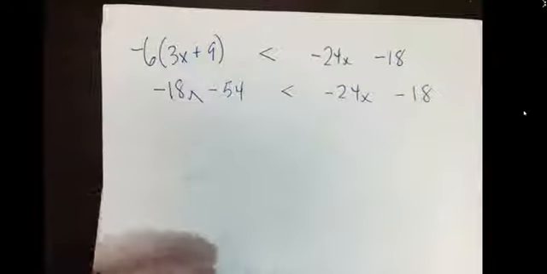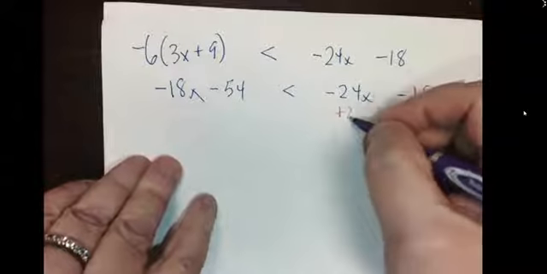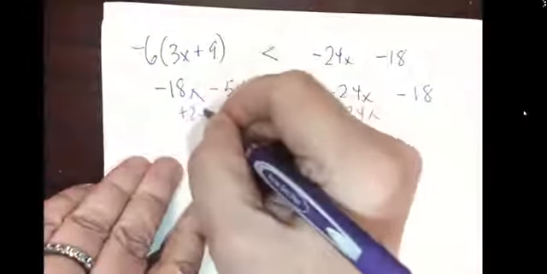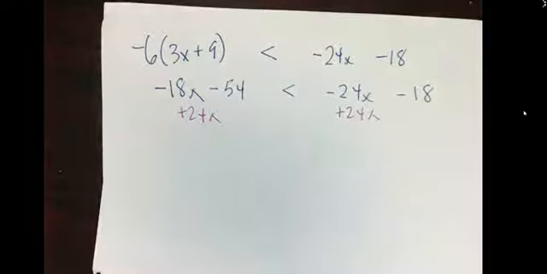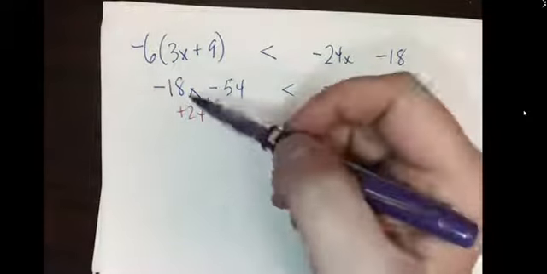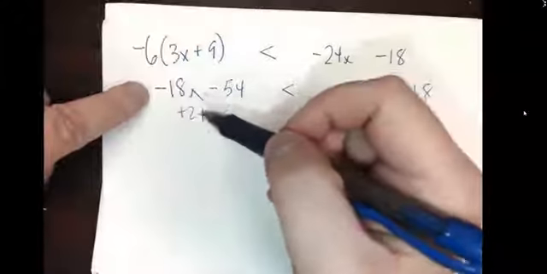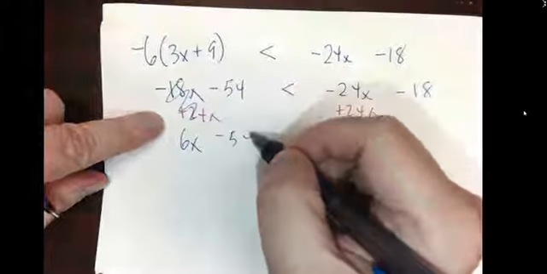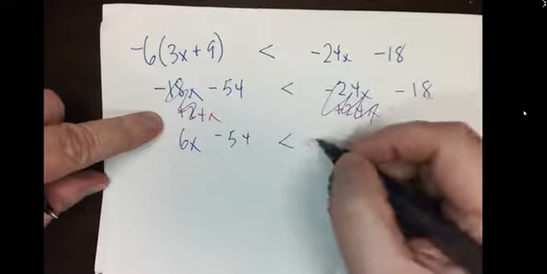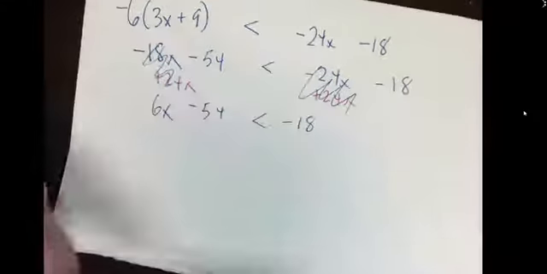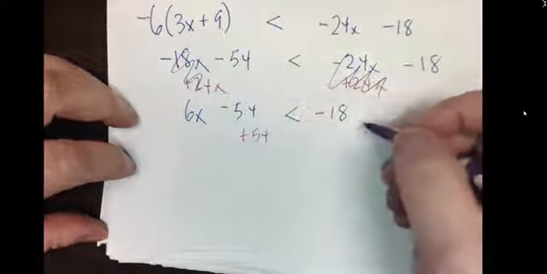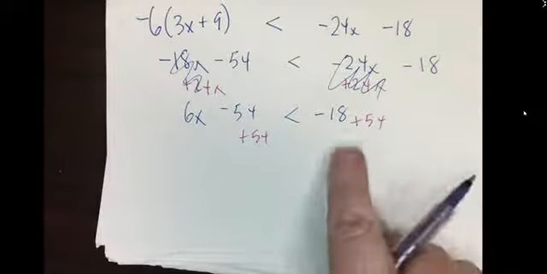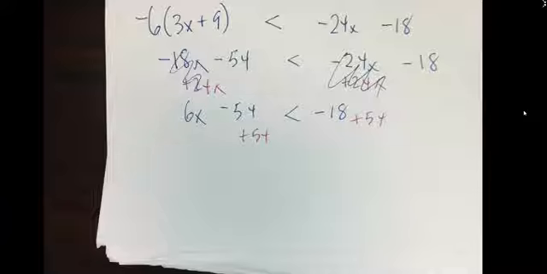Okay, let's add 24x to both sides. Negative 18 plus 24 is the same thing as 24 minus 18, which will be positive 6. So negative 18x plus 24x is 6x. And then let's add 54 to both sides. Negative 18 plus 54 is the same thing as 54 minus 18, which is going to give us 36.